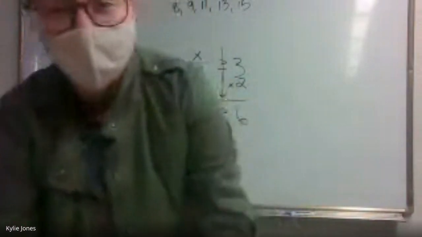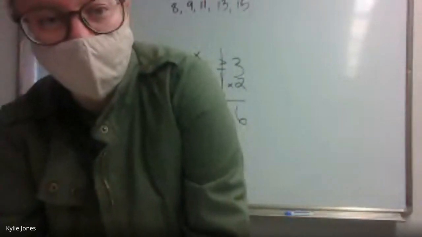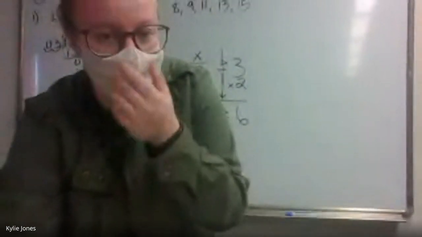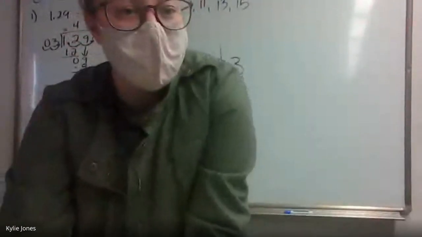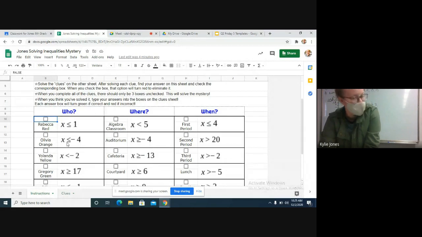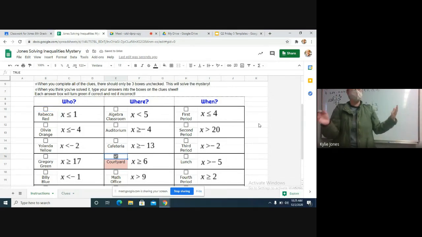So, let me, okay, so what you do is you go back over to your inequality thing right here, right? Instead of being on the clues page, you go to the instructions page and you look for x is greater than or equal to 6. You guys said it's the courtyard? Yep, the courtyard. So that's the where. So you click it and you're done with the first one. Now you move on to your next problem.